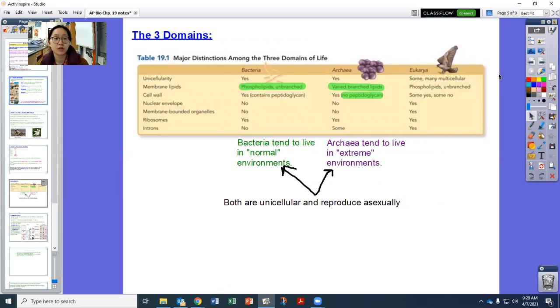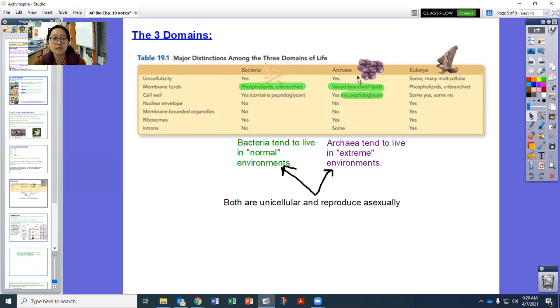Like I mentioned earlier, there are three domains that are above the kingdoms. The kingdoms we talk about generally belong across these three domains: bacteria, archaea, and eukarya. As you can see, bacteria are unicellular, they have membranes, they have cell walls, they have no nucleus, they do not have membrane-bound organelles, they do have ribosomes to make proteins, but they also don't have any introns.